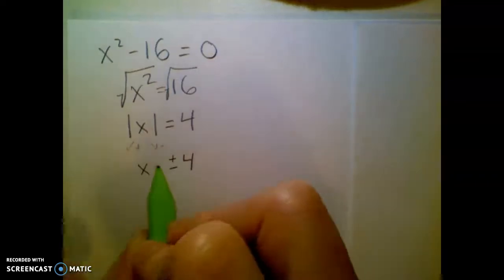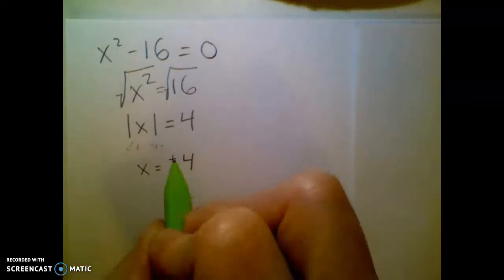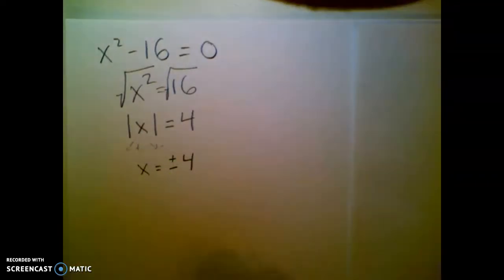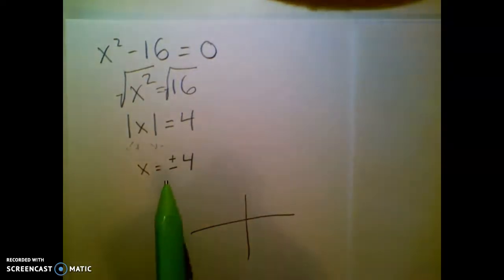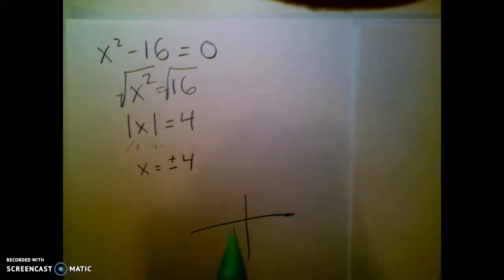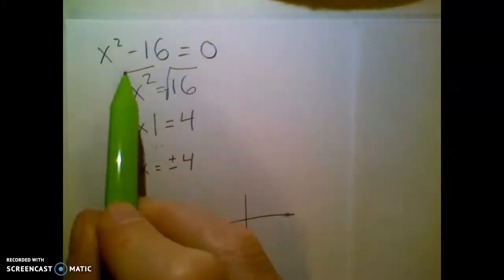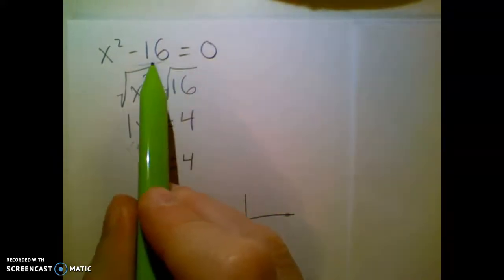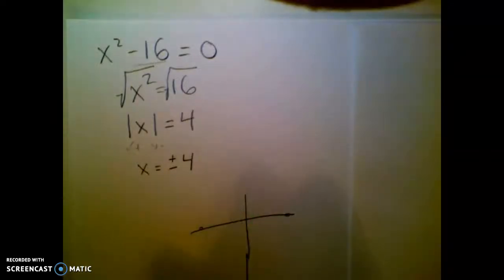This is actually a thing you're going to need to memorize. It's just called plus or minus. It means the positive 4 and the negative 4. So x equals positive negative 4. And I'm just going to graph that real quick to show what that means. That means it should cross at positive 4 and at negative 4. And then we know that the c value here is the y-intercept, so that's down here at negative 16. This graph would look like this.